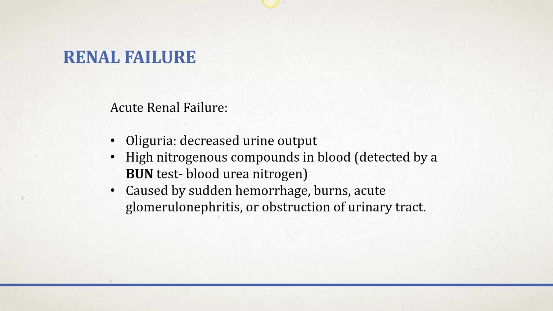So all of these tests and all of the stuff we've been talking about could be an indication of renal failure. And there's different stages of renal failure, and different textbooks and different physicians are going to stage these slightly differently. But in general, there's two major divisions. So there's acute and chronic. Acute is rapid onset and usually short-lived. During acute renal failure, you have oliguria, slightly decreased urine output, and high nitrogenous compounds in the blood, and that can be detected by a BUN, or blood urea nitrogen, test.